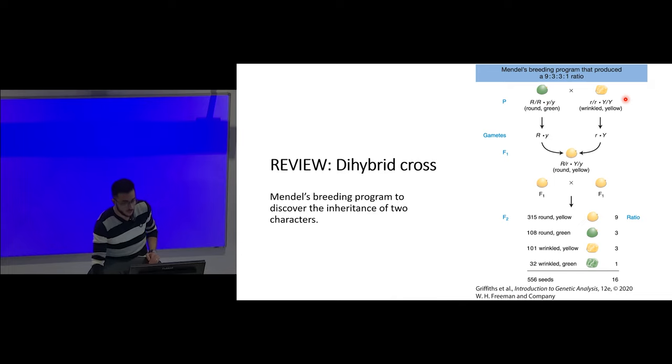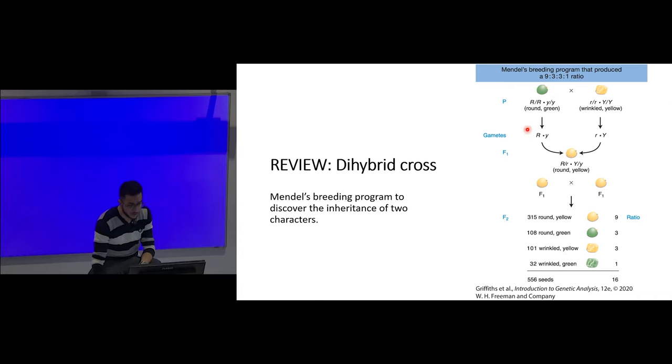Then he took a wrinkled seed, which is recessive for the gene for the shape of the seed, and homozygous dominant for the gene for the color, which gives yellow. So you see the point here? It means he didn't know if they were on the same chromosome or not. The only gametes produced from this are big R, small y, even if there is crossover. There's no other possibility. Same thing for the other one, small r, big Y. And these are pure lines.